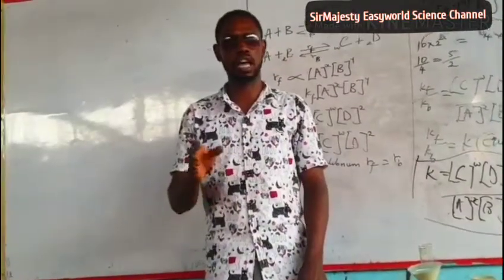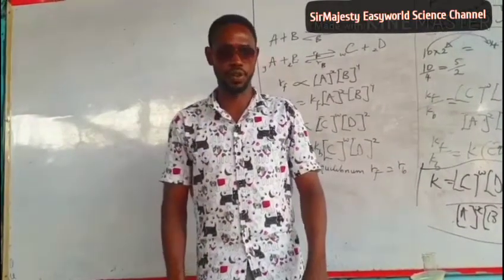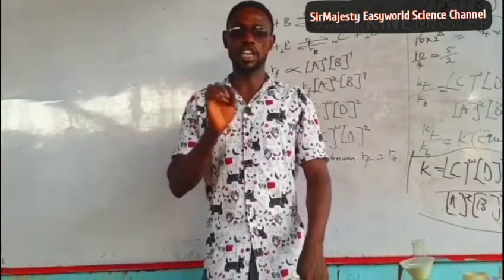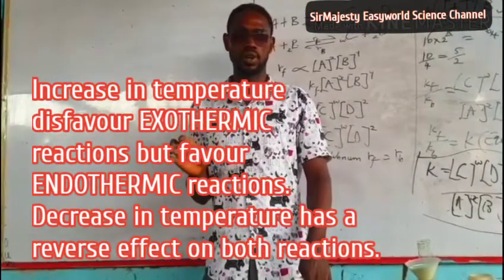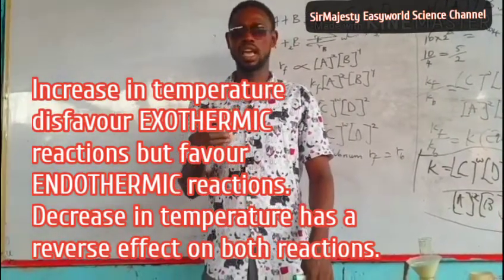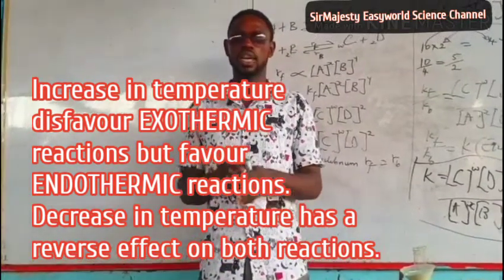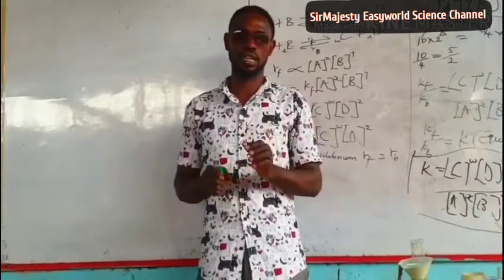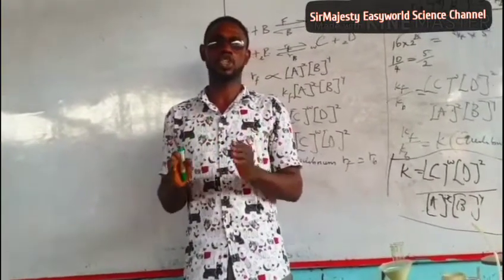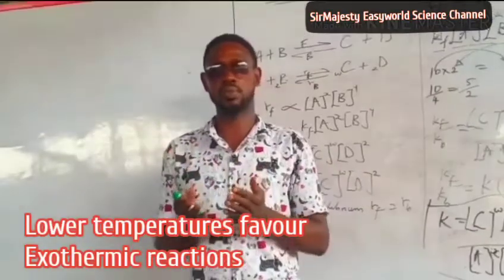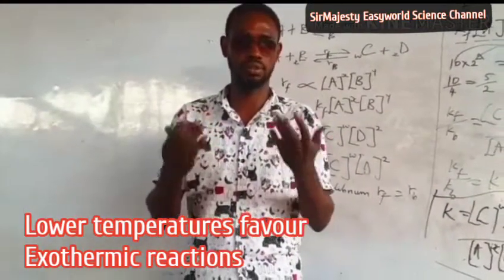Now, let's bring it to how it can affect the equilibrium position of a reversible reaction. Note this: if a reaction is exothermic, increasing the temperature will disfavor it, because it's already hot. It's like hitting what you know is already hot. You are not helping matters. So just take it that way. Increase in temperature of a reaction that is exothermic disfavors it. So increase in temperature disfavors an exothermic reaction, whereas decrease in temperature favors exothermic reactions.